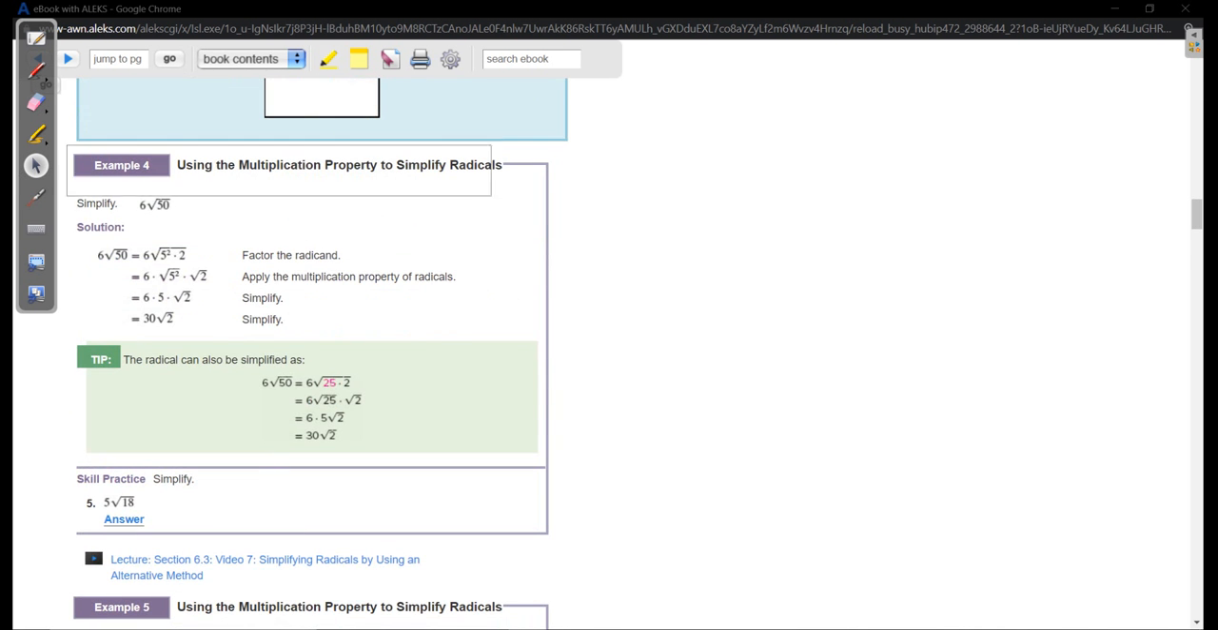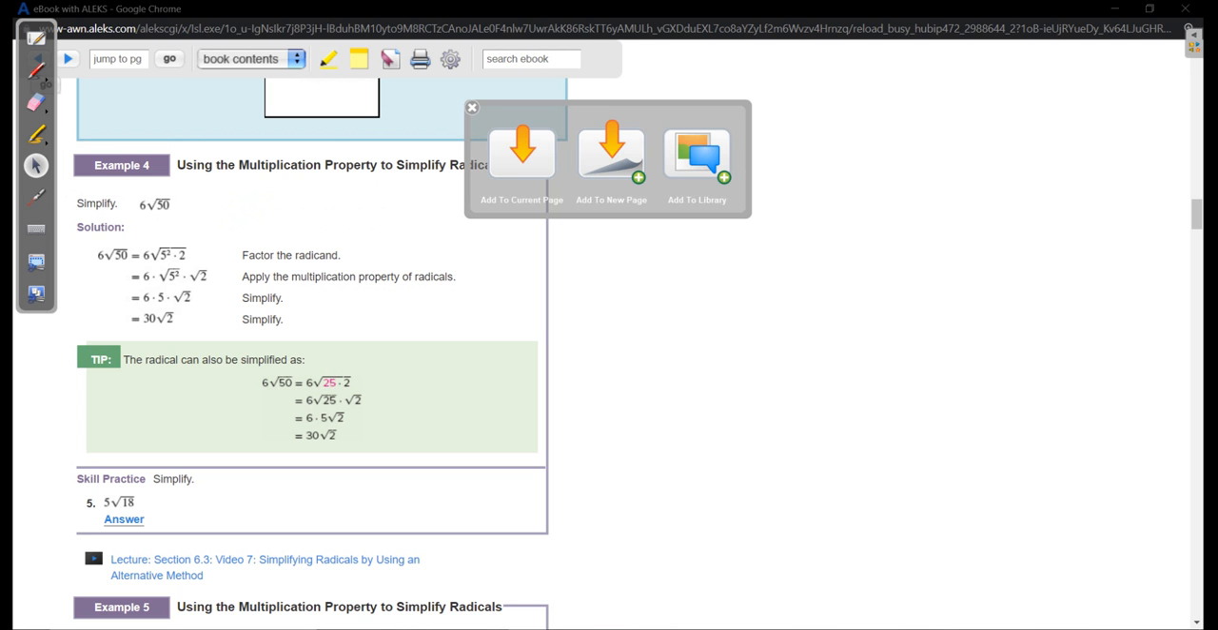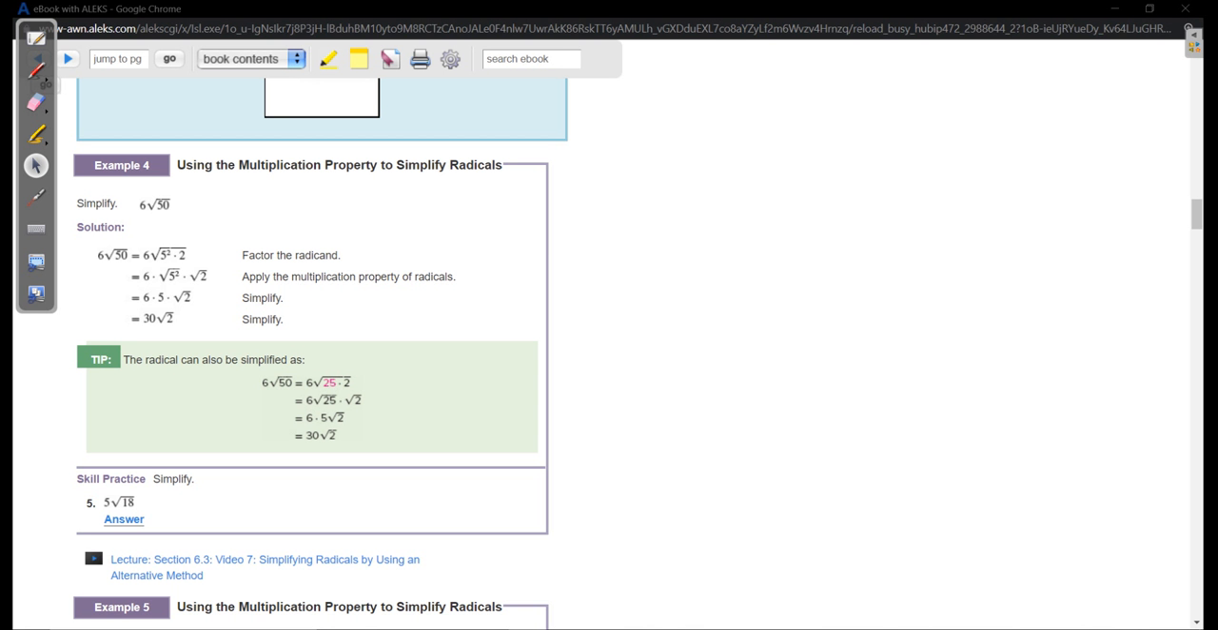Example 4 is, I would say, even easier to tell what the perfect square inside is. 50 can be rewritten as 25 times 2. We know that 25 is a perfect square, so we can take the square root of 25, which is 5, and that goes on the outside of the radical. 5 times 6 is 30, so we have 30 on the square root of 2. Because I feel like I just kind of hand waved through that, I'm going to go ahead and snip this just for fun.